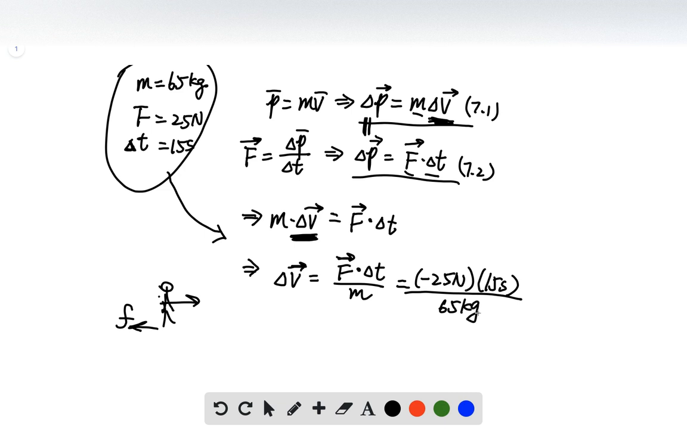And have we used all the numbers we're given? Yes. So that's a good sign. And that gives us negative 5.78 meters per second. So that is the change of velocity for the skier. He will slow down by 5.78 meters per second.